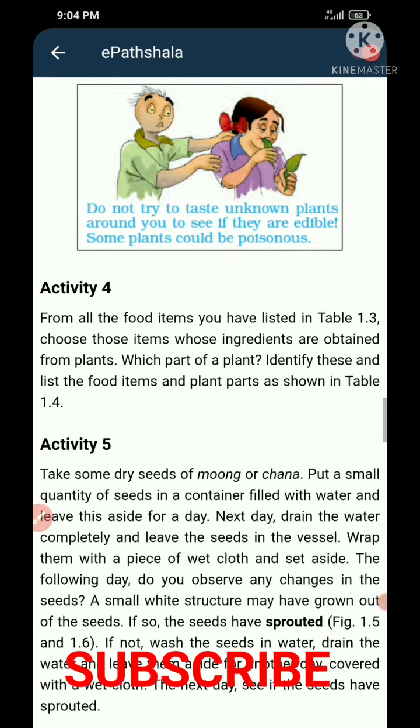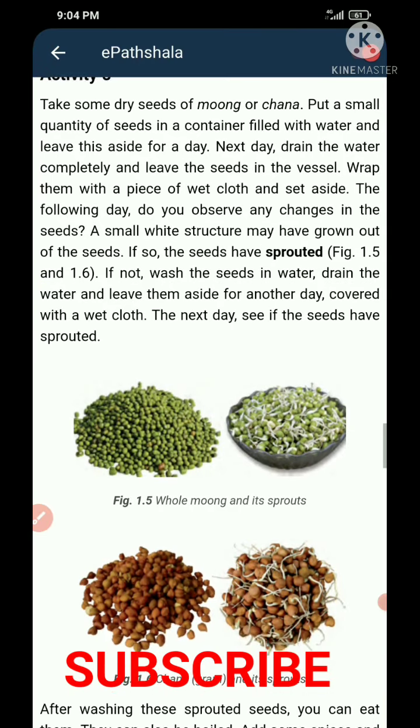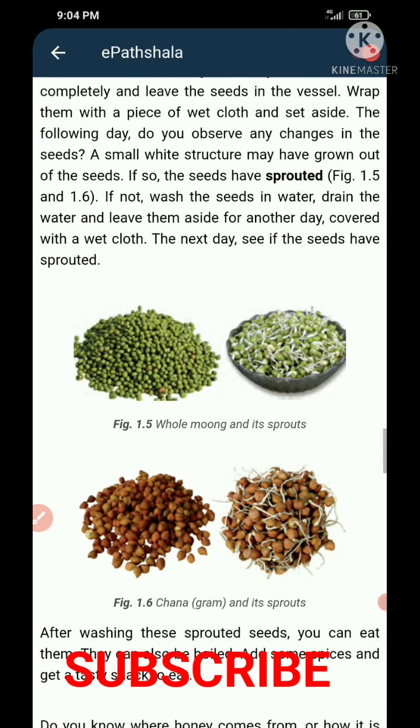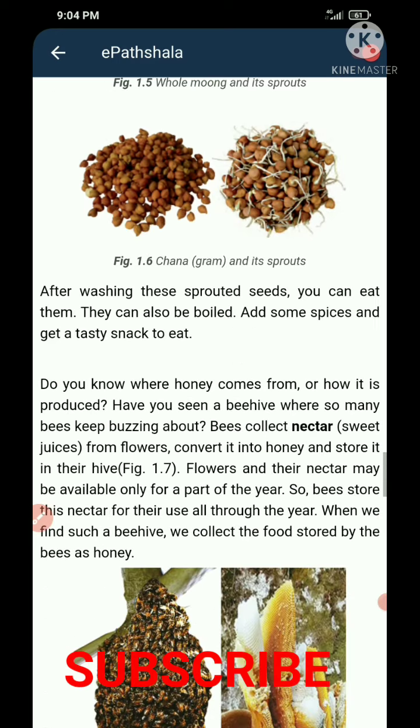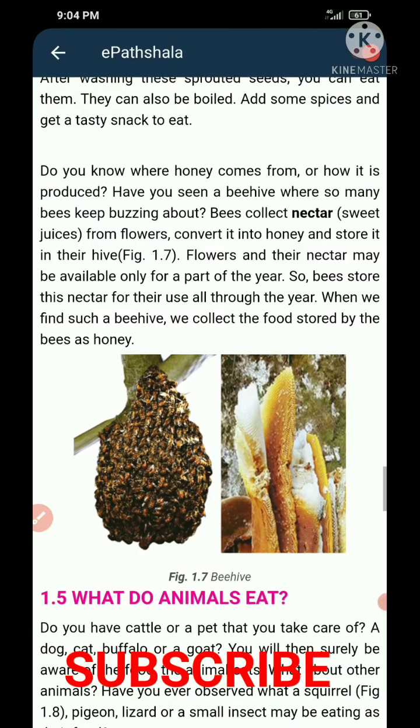Go ahead. Now there are some examples of seeds we consume as seeds or as sprouts, like moong, whole moong and its sprouts, chana and its sprouts. Next topic is honey. So do you know where honey comes from? It comes from the bee.